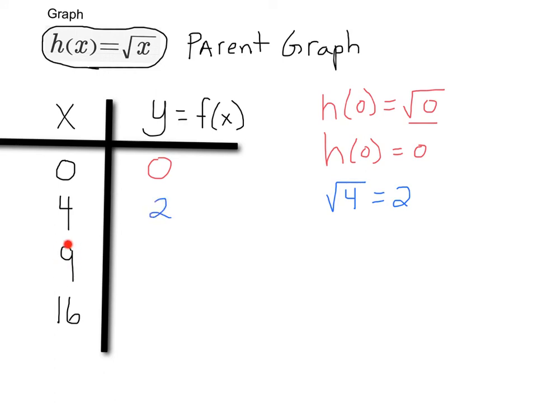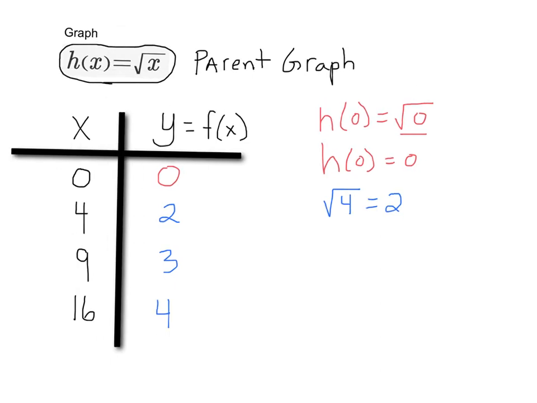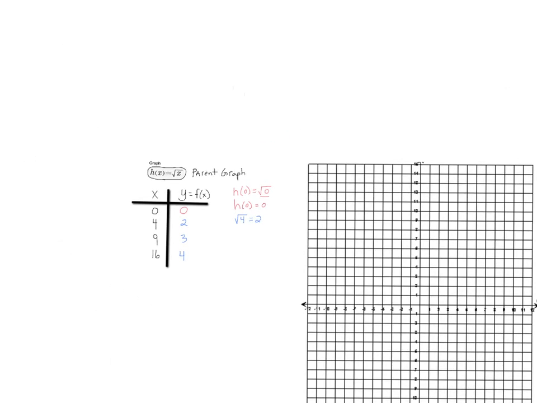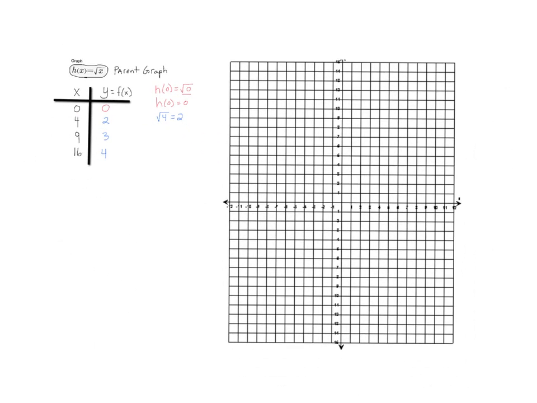Alright, and then when I input 9 in for x right here, I'm asking what is the square root of 9? And that equals 3. And then finally 16. When I input 16 in for x, I'm asking what is the square root of 16? And that is 4. Okay, so now we need to take these values and graph them on this coordinate plane right here. Okay, so let's do that.